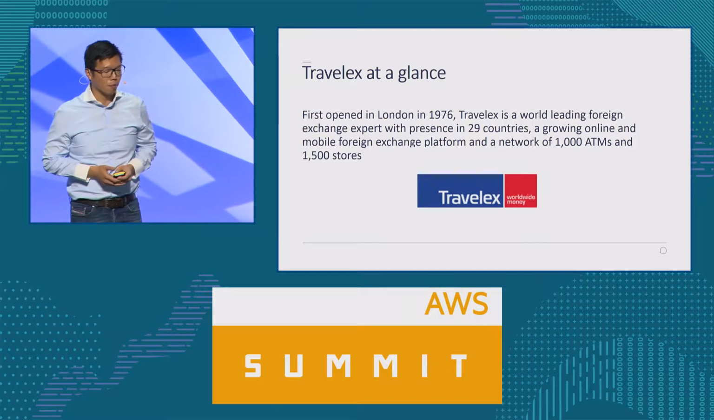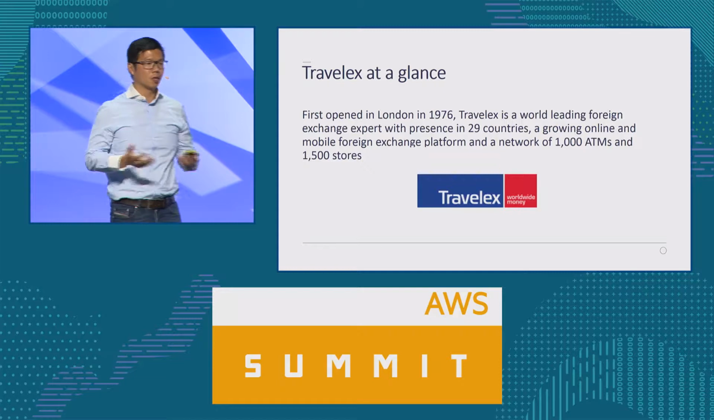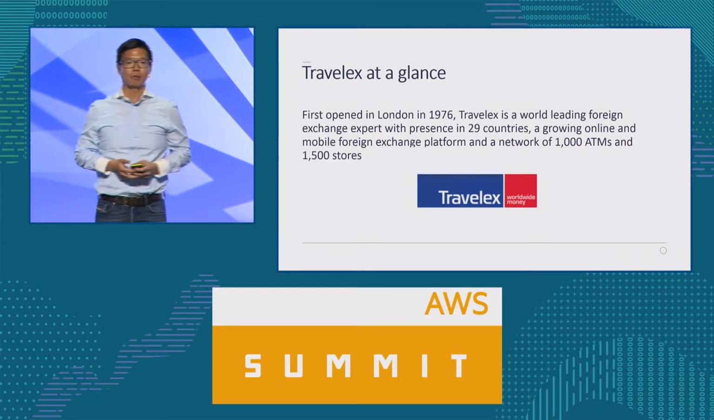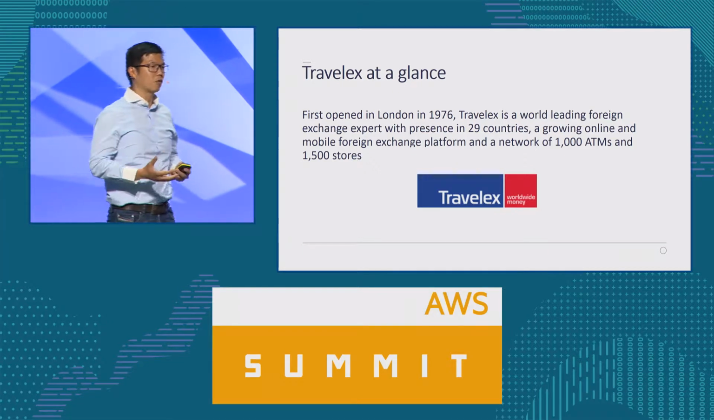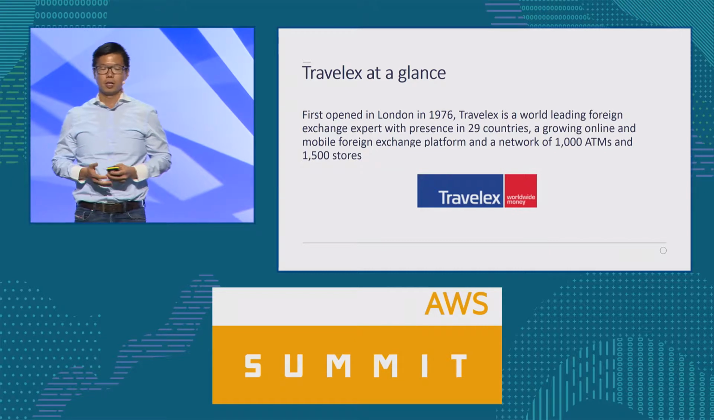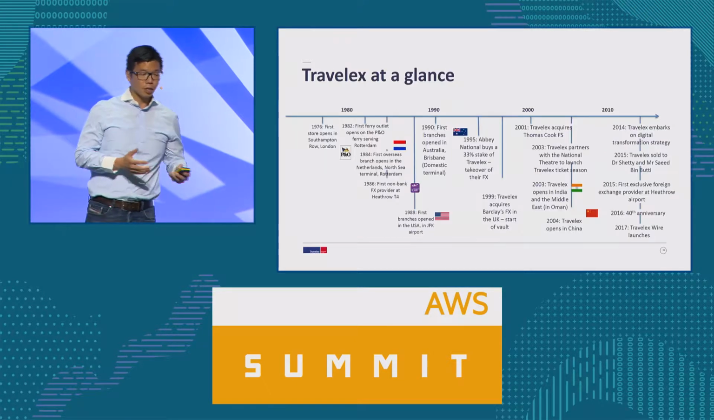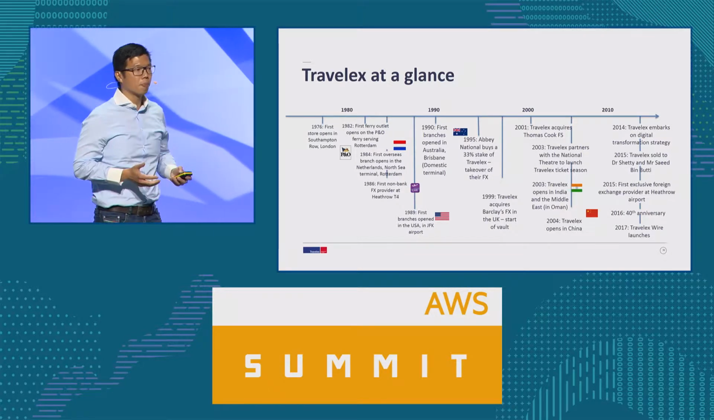For those 40 years, we've built over 1,000 retail stores across airports and department stores, and we also have around 1,000 ATMs. So we're handling lots of cash flow in terms of foreign exchange. And that's the core business of TravelX. So here you see a little history of what has happened with the company.